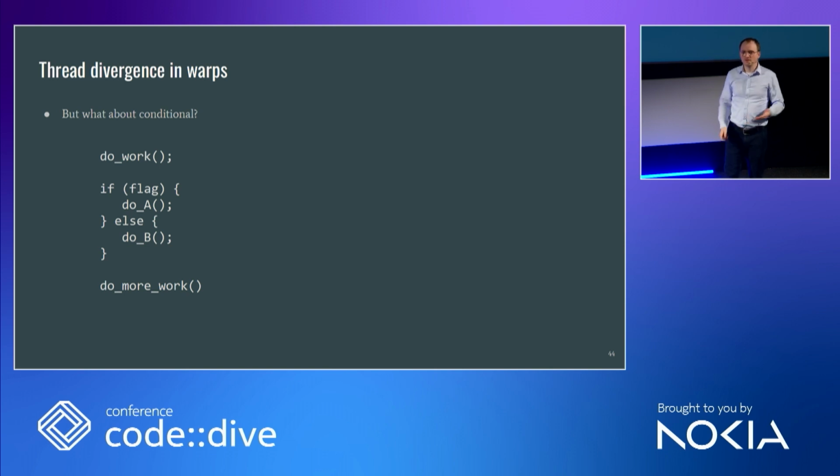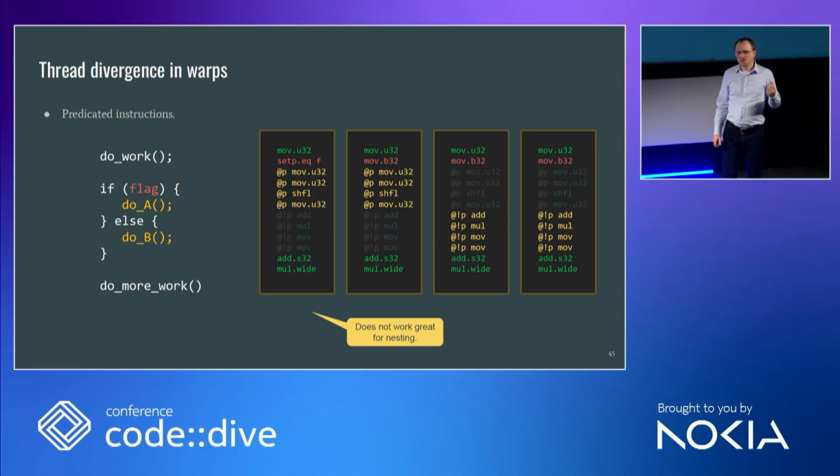Okay, but what about conditionals? You have ifs, and some of the threads would like to go to the if block. Some of those would like to go to the else block. What about that, right? So one option is to use predicated instructions, where each thread computes its flag, and then instructions in the if block are predicated. They execute when the flag is true, and the instructions in the else block execute when the flag is false. So still, all the 32 threads in a warp execute the same instructions, or are executing both the if and the else branches. It's only that some of those instructions are just turned off in some of those threads and not in the others.